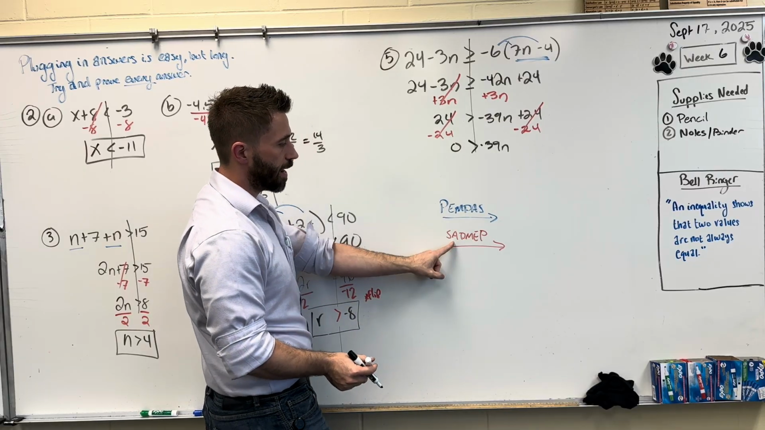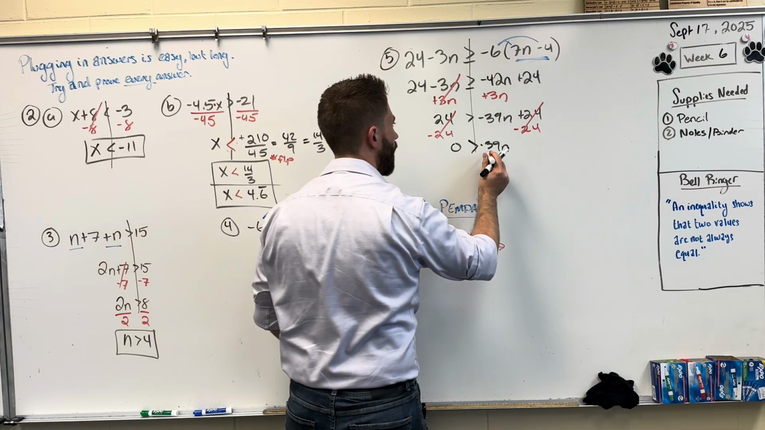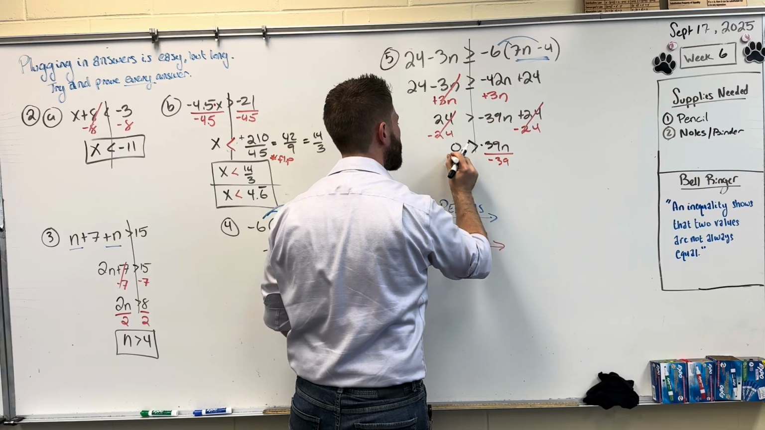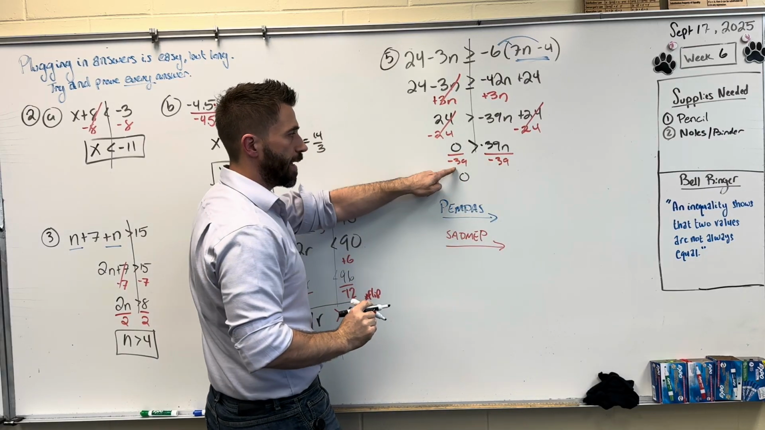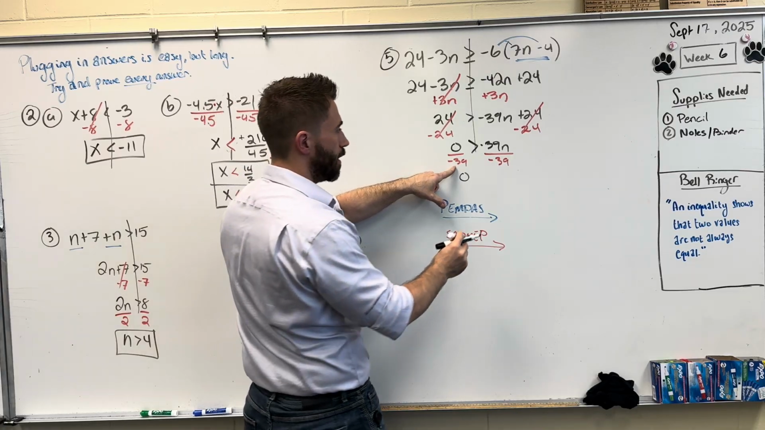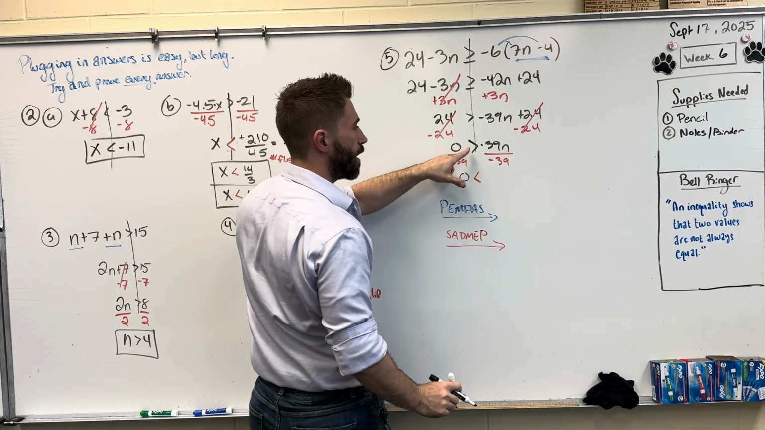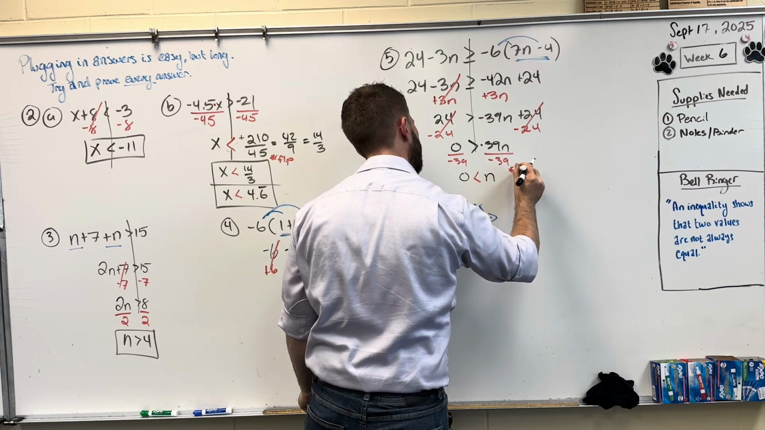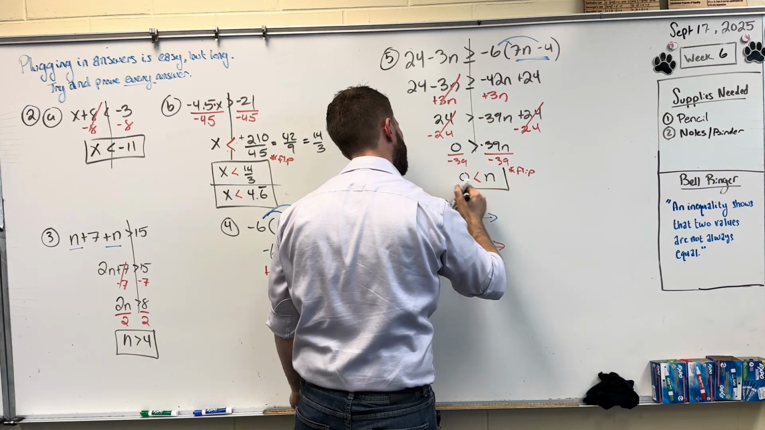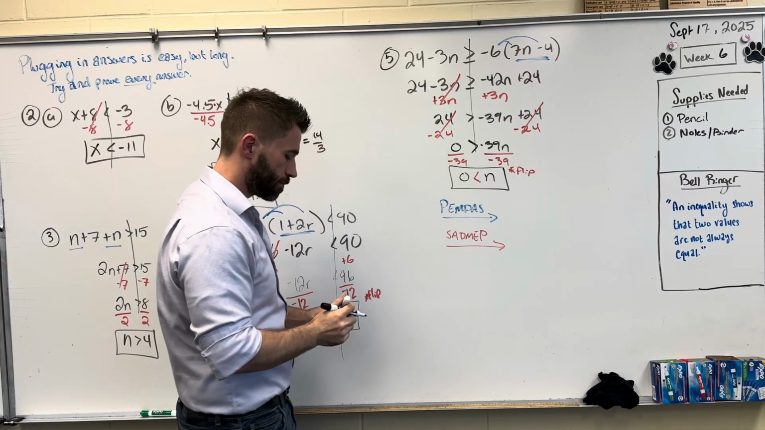Now the last step, I got rid of that, now I move on to this. I'm going to divide by negative 39. And what is 0 divided by anything? 0. Catch: we're dividing both sides by a negative number. So this inequality is now going to change directions. So I have a flip that pops up right there.